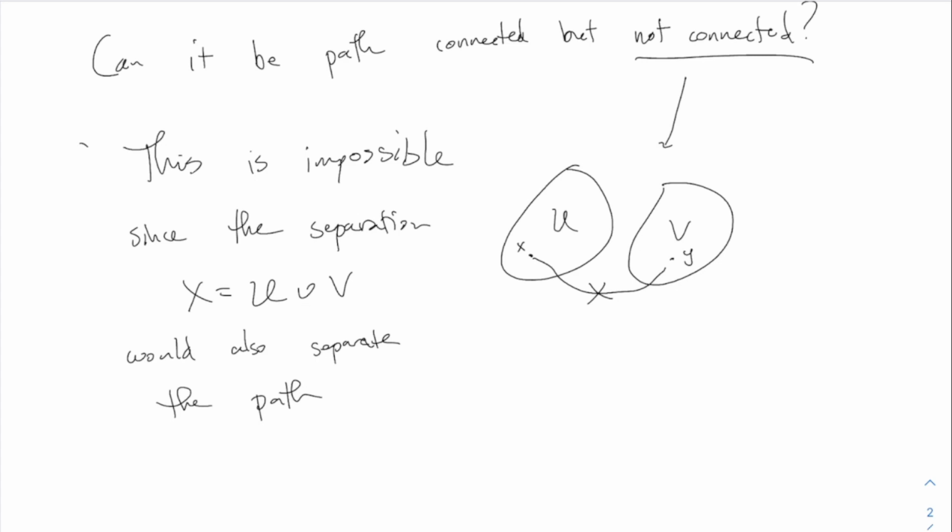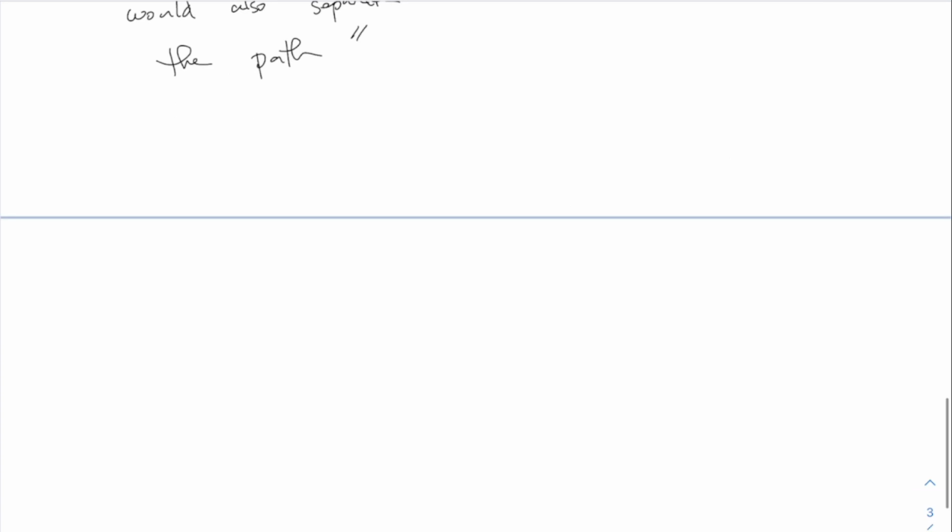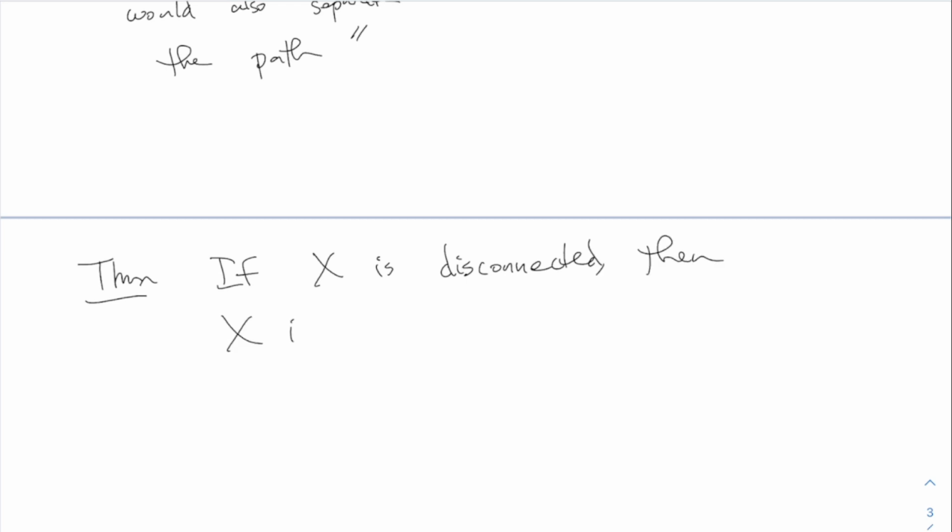This is my vague idea. I want to actually talk about some details for this. So I'm going to write this as a theorem. It says if X is disconnected, that is not connected, then X is also not path connected. All right. If X is disconnected, then X is not path connected.